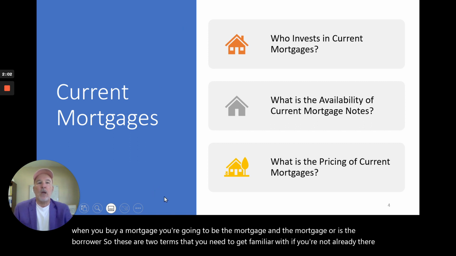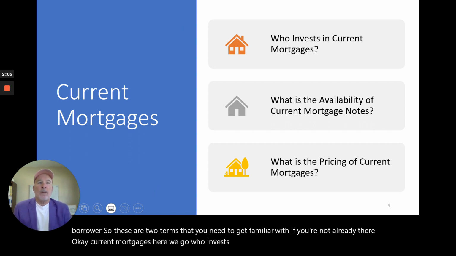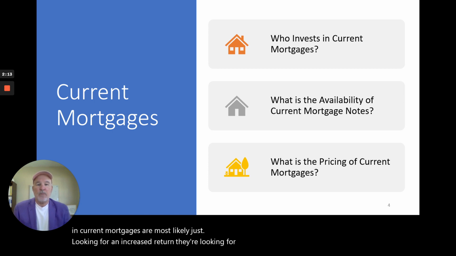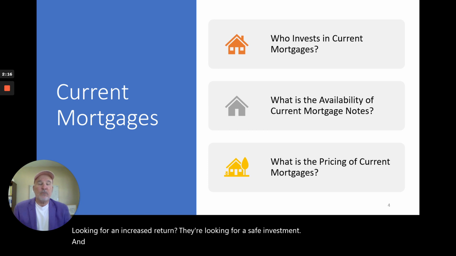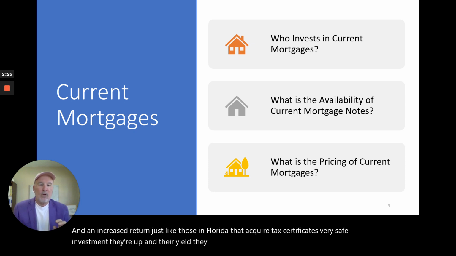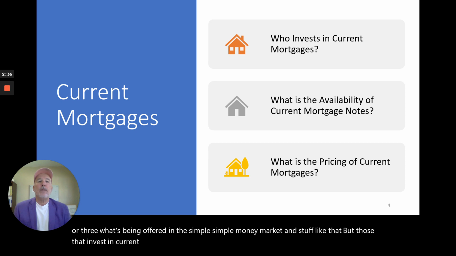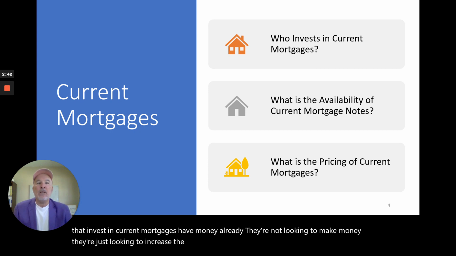Okay, current mortgages. Here we go. Who invests in current mortgages? The investors that invest in current mortgages are most likely just looking for an increased return. They're looking for a safe investment and an increased return, just like those in Florida that acquire tax certificates. Very safe investment. They're up in their yield. They might earn 6, 7, 8, 9, 10% on their money versus 2 or 3, what's being offered in the simple money market, stuff like that. But those that invest in current mortgages have money already. They're not looking to make money. They're just looking to increase the yield that their money is providing them.